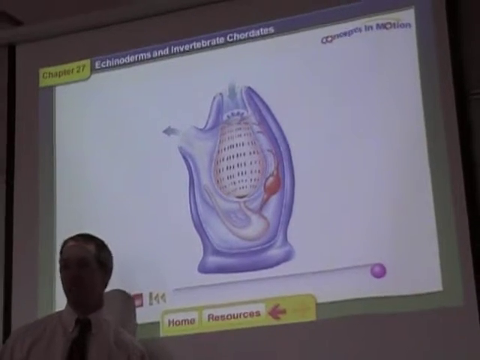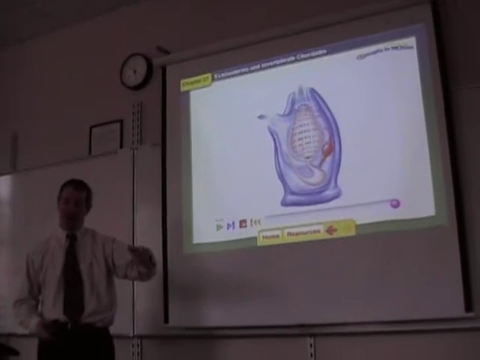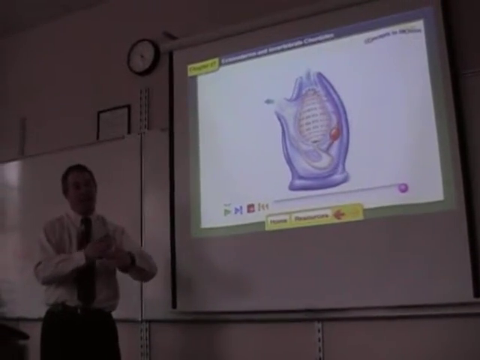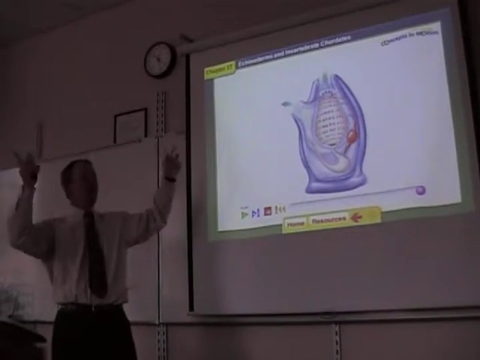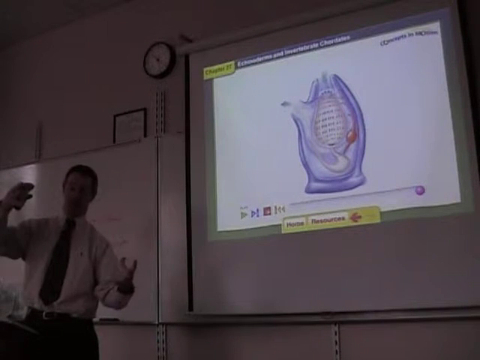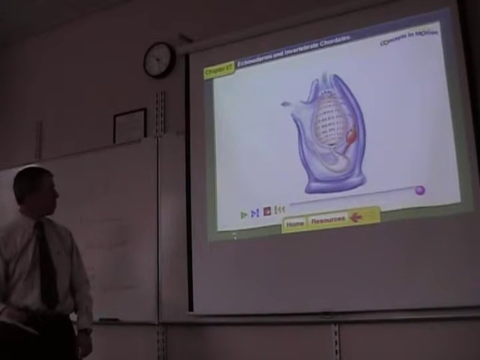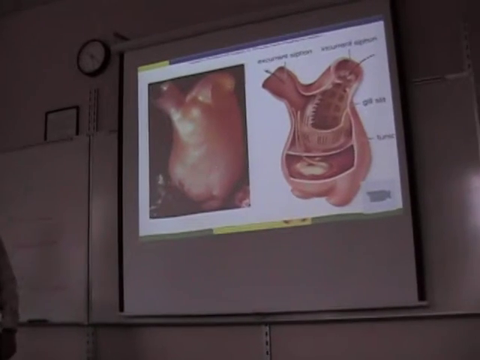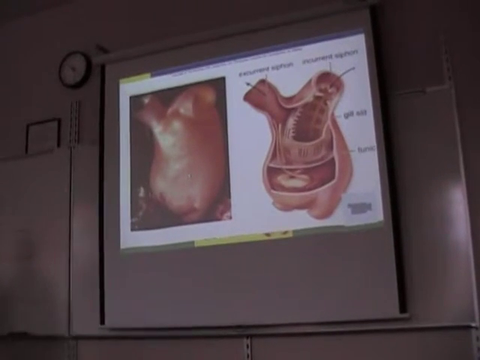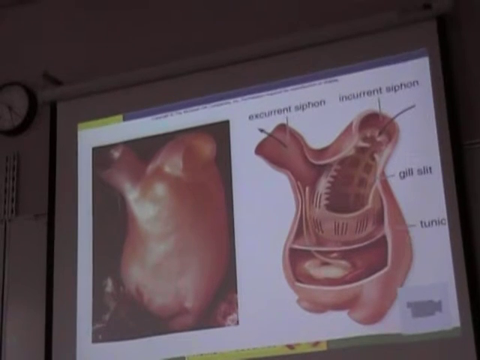You may have heard of a sea squirt before. If you mess with these things or pull them off of the bottom of a boat or something, they'll shoot water out. And it squirts water. How big are these? They're anywhere from that big to like this big. Here's a look at one of them. Looks like a heart.